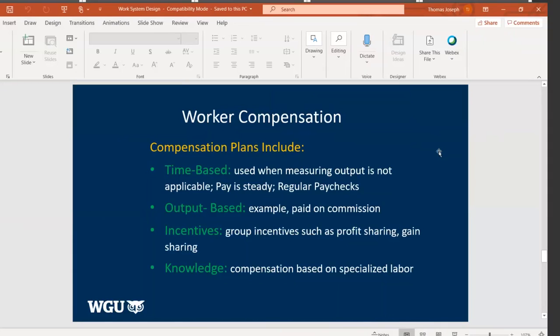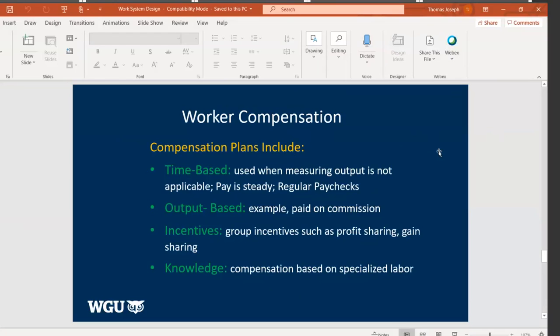That's the compensation. Compensation plans include time-based, that is used when measuring output is not applicable, your pay is steady, and then you have a regular paycheck. What does that normally mean? You're being paid like $18 an hour, $15 an hour. That's time-based compensation.